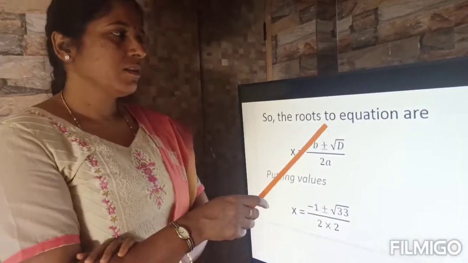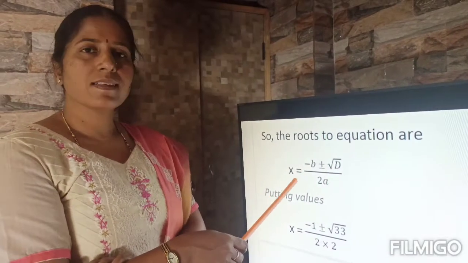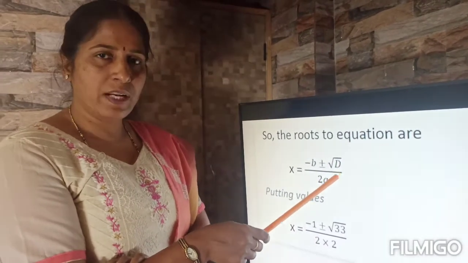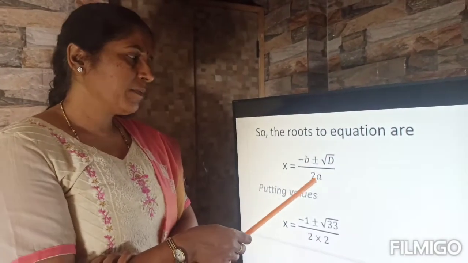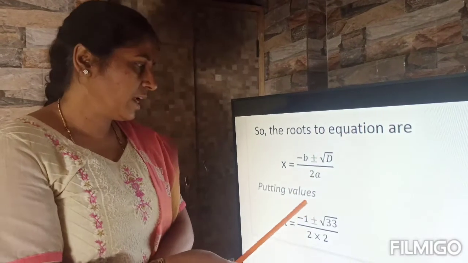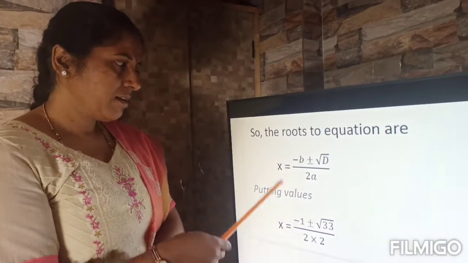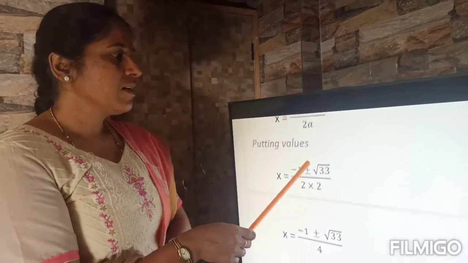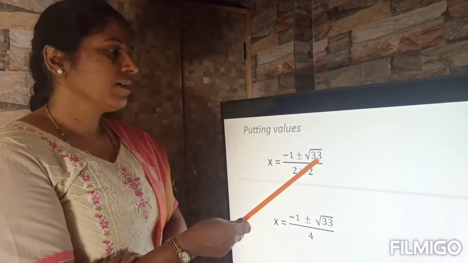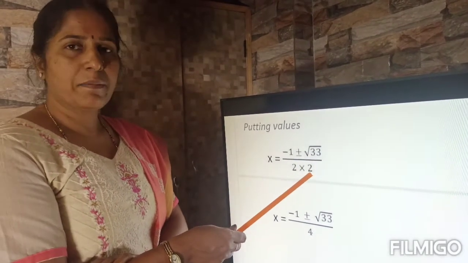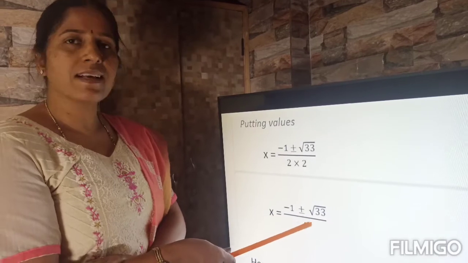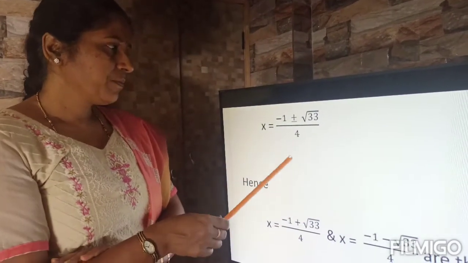So the roots of the equation are x is equal to minus b plus or minus root D divided by 2a. Okay. Now replace the values. b is 1, minus will be as it is, plus or minus as it is, square root of 33. D replaced by 33. In the denominator a replaced by 2. 2 into 2, 4. Minus 1 as it is, plus or minus as it is, root 33 divided by 4.